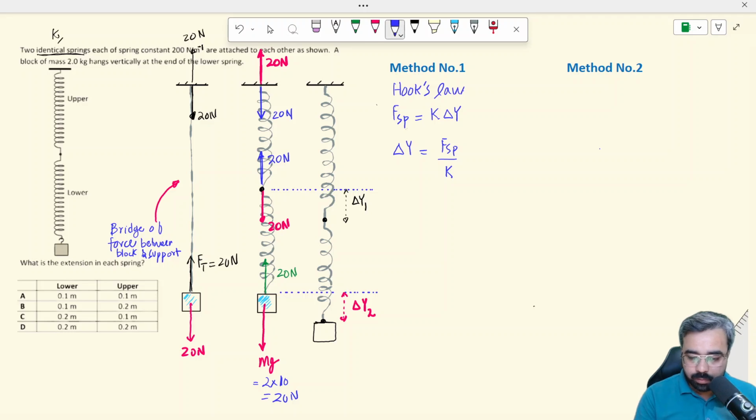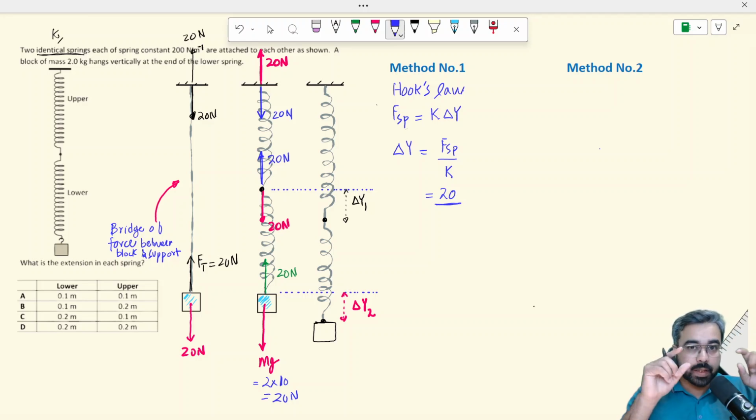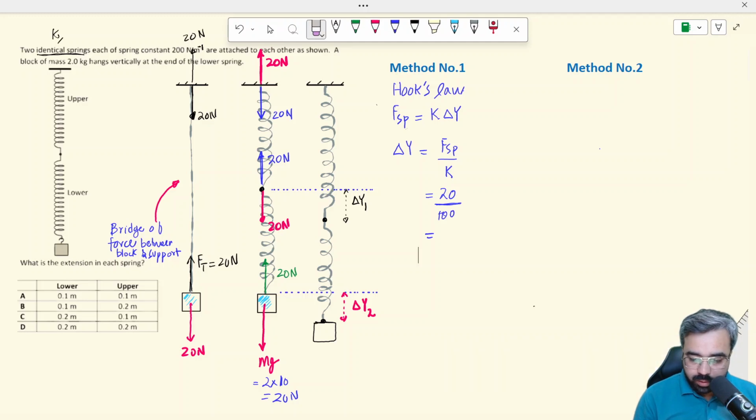So what should be the value? The spring force is equal to the weight. As I told you, 20 Newton is applied on both springs. And this 20 Newton will not be applied if these two springs are in series. I will make another video on it. So the k is a constant which is 100. I'm sorry, this is 200, right? So 20 over 200, and that is 0.1 meter. So it means it has moved down by 0.1 meter.